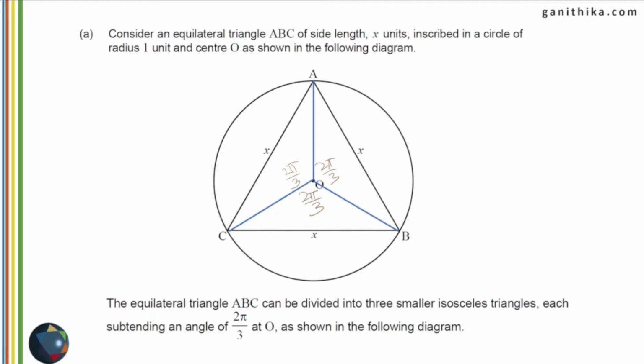Therefore, you have smaller isosceles triangles, 3 of them. In each case, you have the angle subtended at the center to be equal to 2 pi over 3. You also note that OA, OC and OB are radii of the circle, which is 1 unit. Therefore, these sides are going to be 1 unit, and this is the triangle which is going to be shown in your question paper as the next step.